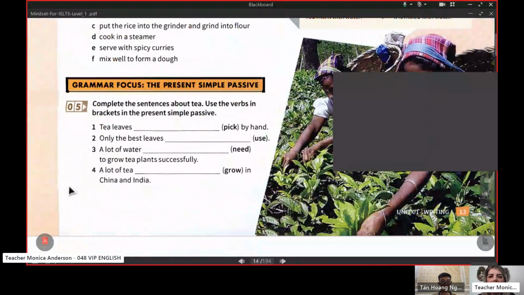This is something about grammar. I want you to complete this word. Simple passive, you know this. Would you do this, please? Complete.